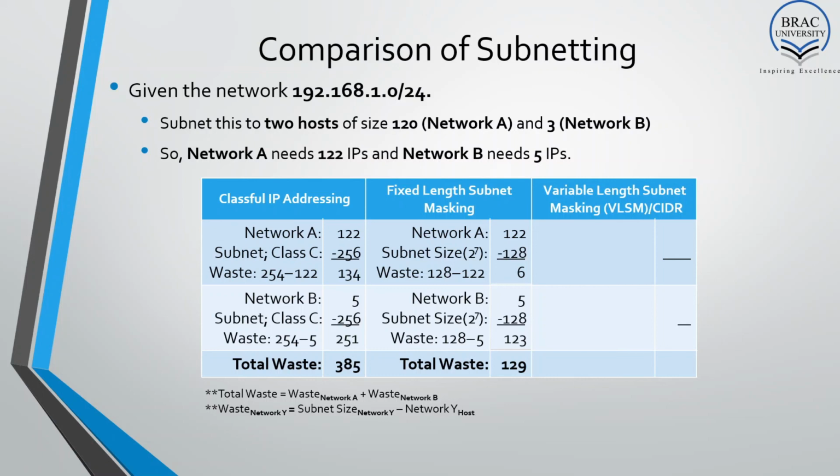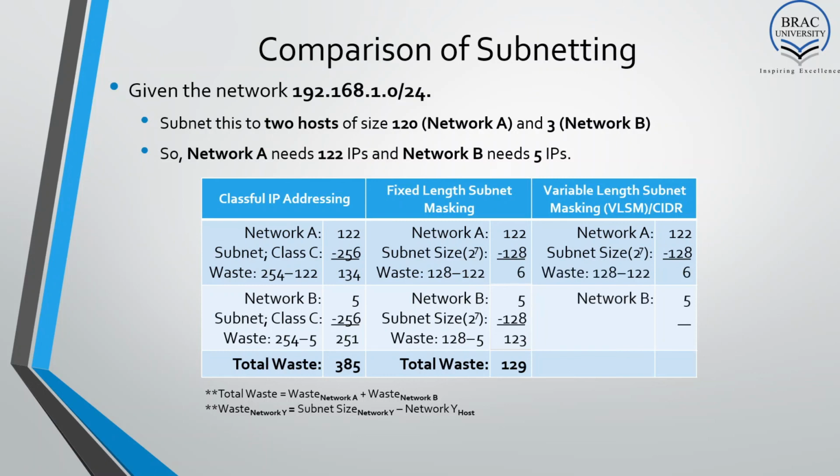we want even less waste, right? So then comes variable length subnet masking. Fixed length subnet masking and variable length subnet masking don't follow classful IP addressing. They're classless IP addressing. So network A 122, and to satisfy 122 we need 128. So we're going to give them 128, and the waste is the same as fixed length subnet masking, which is 6.